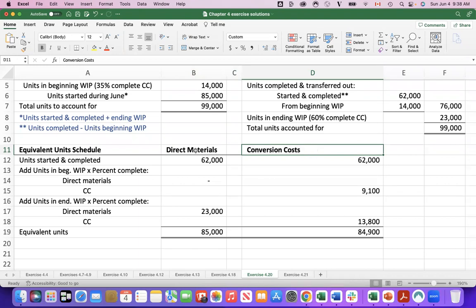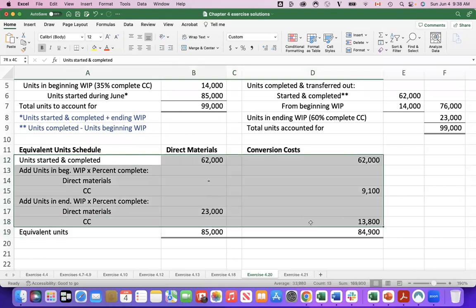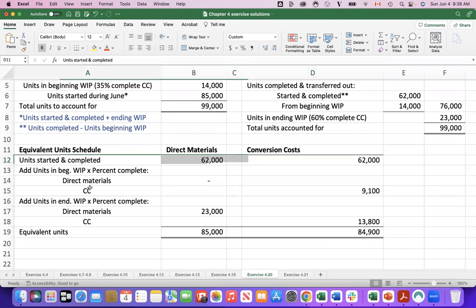Under the FIFO method, your equivalent unit schedule is going to look like this. It'll look like this for weighted average as well, but the calculation is going to be a little different. We start with units started and completed. That's an easy one. And why is that easy? Because that is going to be 100% complete for both material and conversion costs.